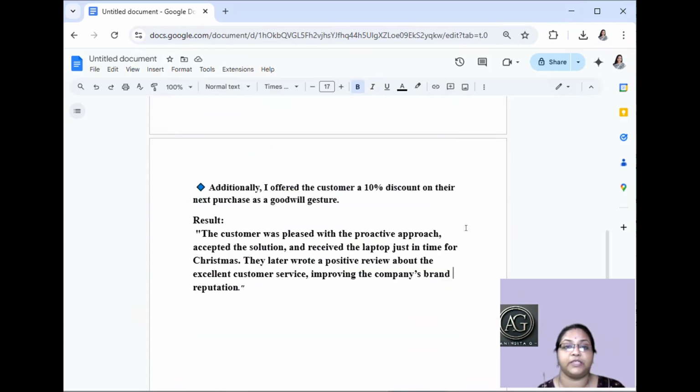The customer was pleased with the proactive approach, accepted the solution, and received the laptop just in time for Christmas. So they later wrote a positive review about the excellent customer service, improving the company's brand reputation.